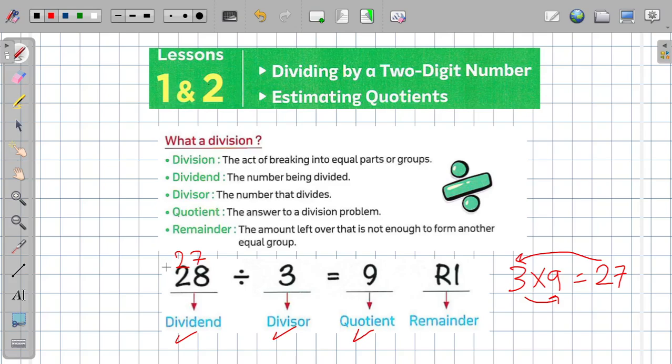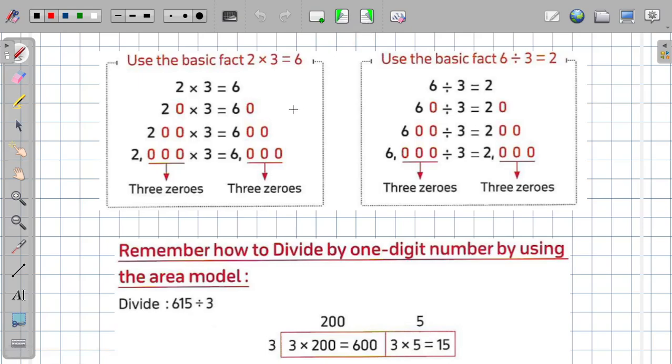At last, let's go and know the patterns of multiplication and division. In multiplication, when we multiply two numbers and add zeros, we have the same zeros in the result. So if I have here 20 times 3 equals 60, because I have 1 zero here, I will have 1 zero here again. If I have 2 zeros, I will have 2 zeros in the result. If I have 3 zeros, I will have 3 zeros as a result.